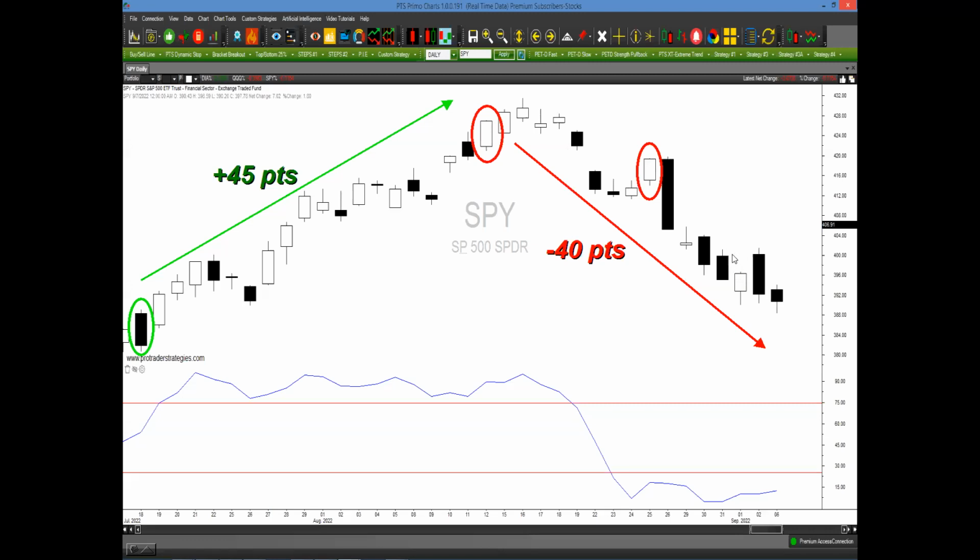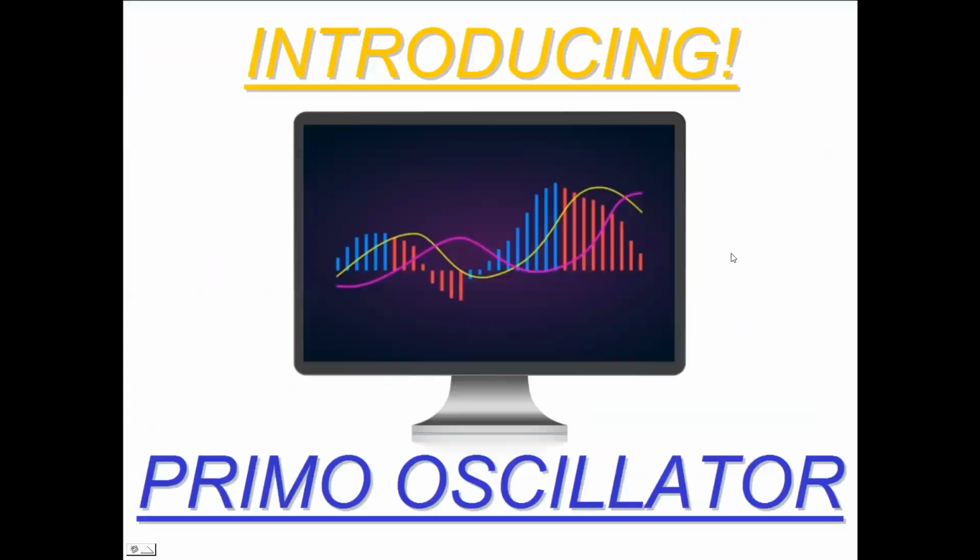So this is what we're excited about. It's taken a long time. We apologize for the wait. We had many problems with the programming and putting it together, but we're happy now to introduce the Primo oscillator, a brand new tool I'm very excited about. And we've been testing for months, and we're really excited about the results we're seeing.